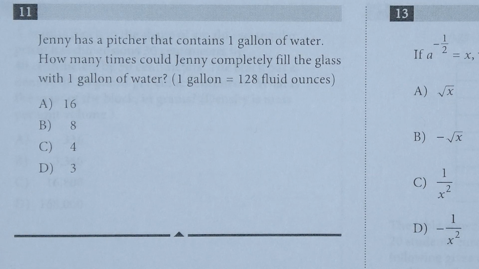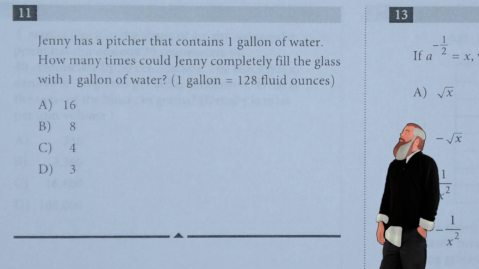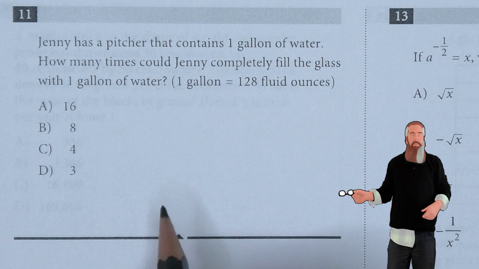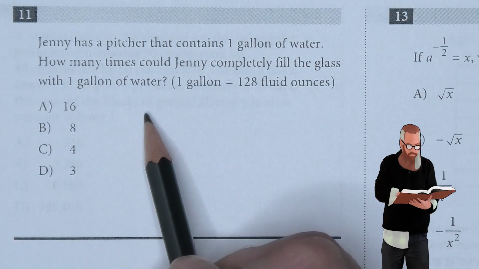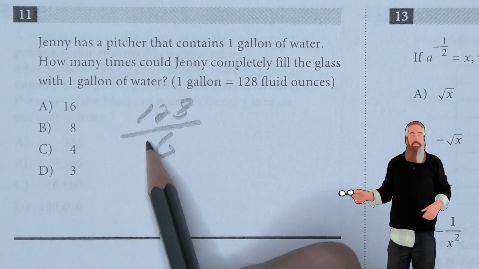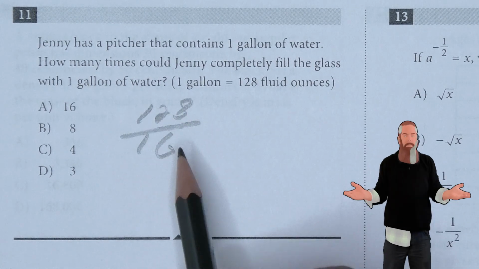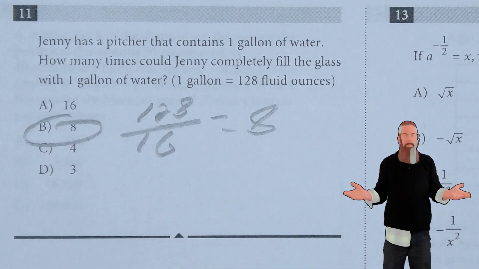Jenny has a pitcher that contains 1 gallon of water. How many times could Jenny fill the glass with 1 gallon of water? Let's remember 1 gallon is equal to 128 fluid ounces. Now the glass that we're talking about, remember, has 16 ounces in it. So if we had 1 gallon, that would be 128 ounces, divided by the 16 ounces that glass holds, which means 8 is our answer.